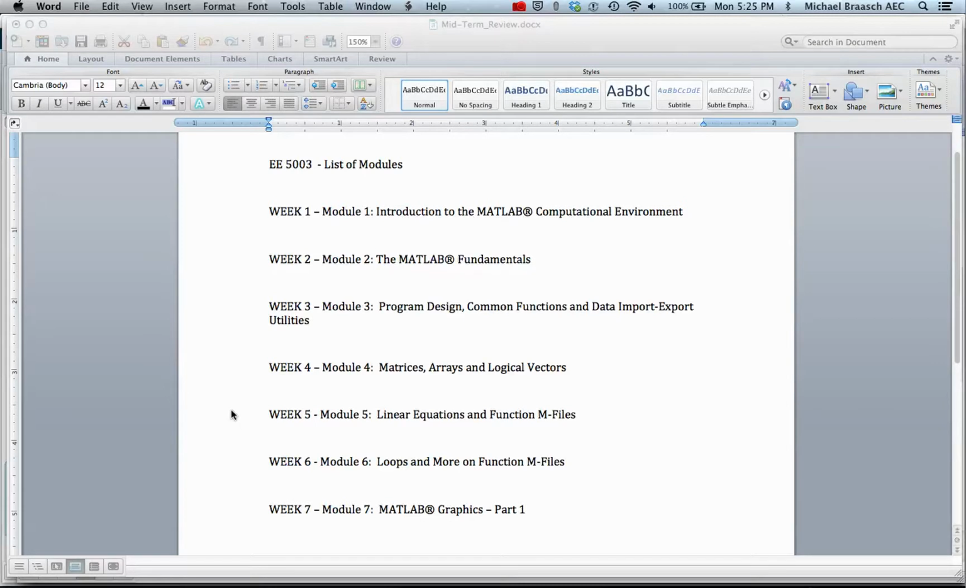4, 5, and 6. And so you definitely want to be comfortable with creating and utilizing matrices and arrays and logical vectors. We had a number of homework exercises in those areas, and you should definitely be reviewing that. In week 5, we got into linear equations and function M files, and then in week 6, we got more into function M files, and then we also got into applications of for loops and while loops. And so this is where you should be focusing your attention as you prepare for the midterm exam.